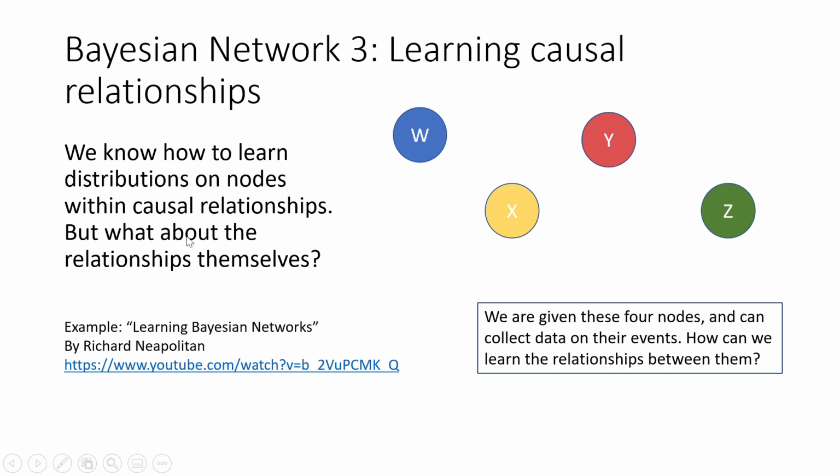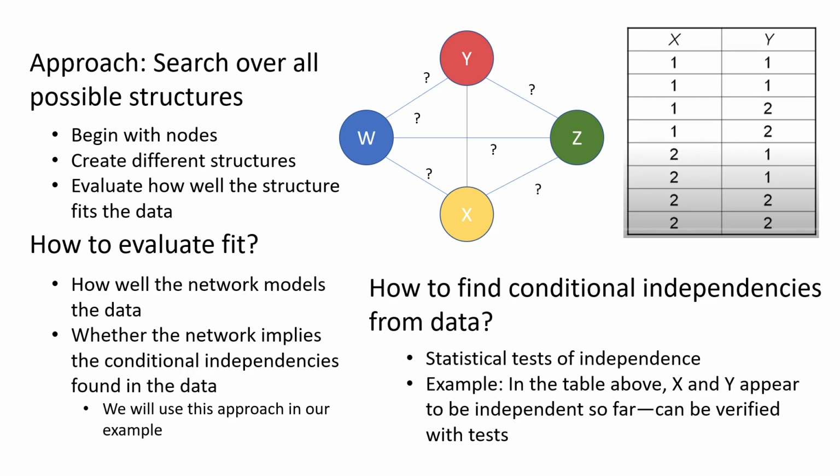So this brings us to the third most complicated Bayesian network, where we're going to be learning causal relationships between the nodes. And this example is coming from a video by Richard Neapolitan called Learning Bayesian Networks. I believe he's also the author of a book called Learning Bayesian Networks. So we're given these 4 nodes, W, X, Y, and Z, and we can collect data on them. So each data point is going to contain a value for W, X, Y, and Z. And we want to know how we can learn the relationships between them, or the structure of the Bayesian network.